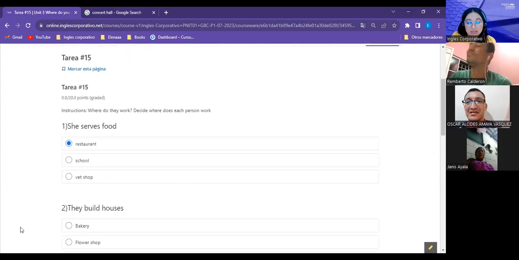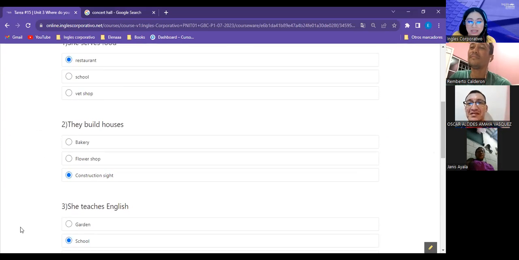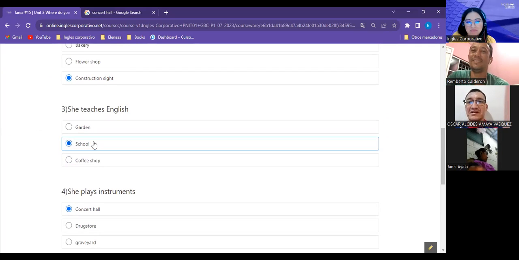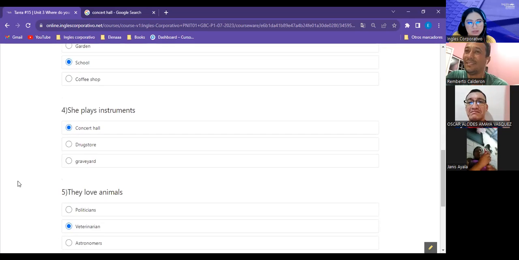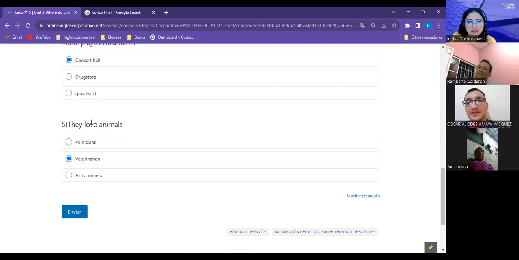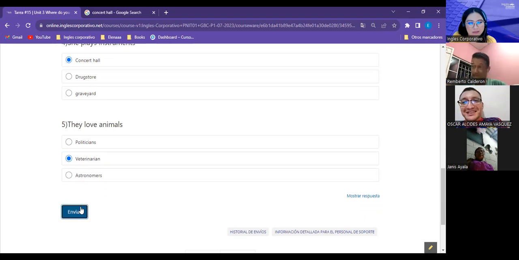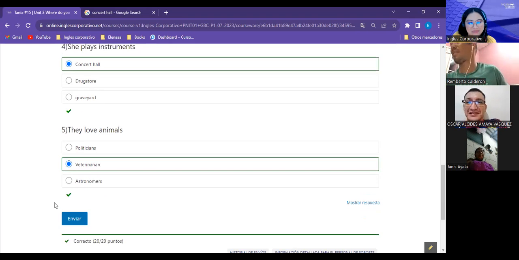¿Dónde trabajan? Dicen, ok, ahora tiene quizás más sentido. ¿Dónde trabajaría un maestro? Ok, en la school. ¿Dónde trabaja alguien que toca un instrumento? Ok, hoy sí. ¿Dónde trabajan los veterinarios? Ok, veterinario. Let me check on this one. And that's it.